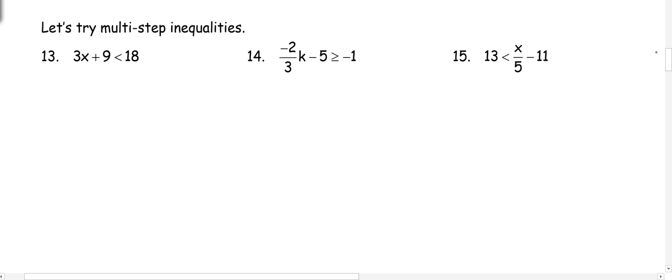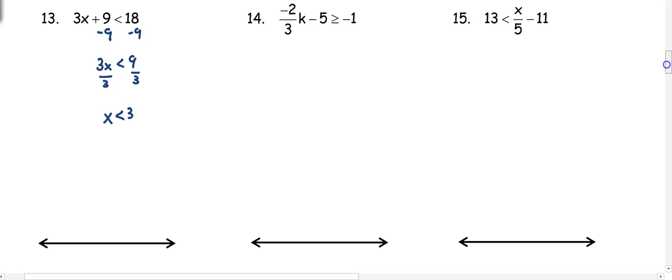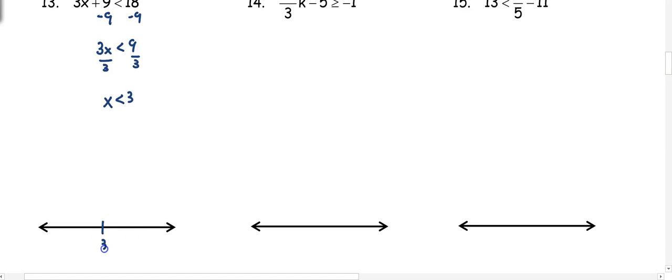So let's try some multi-step equations. So in number 13, in order to solve for x, we need to add or subtract something first. So we're going to subtract 9 from both sides. We get 3x is less than 9. And then we're going to divide by 3 on both sides of the symbol. So we get x is less than 3. So on our number line, we're going to put 3. We're going to put 0 somewhere to the left of it. And then we have x is less than 3. So at 3, we're going to have an open circle because there's no bar underneath. And we're going to shade to the left.